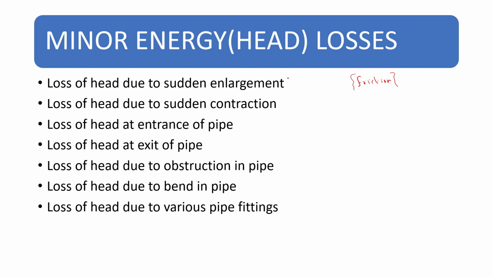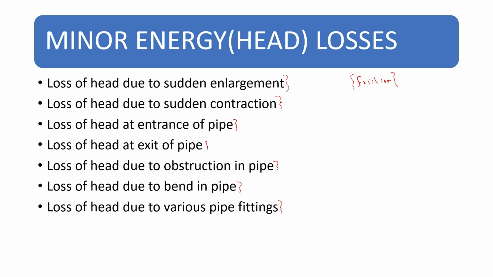That occurs mainly due to the sudden change in velocity of the fluid flow. So these losses are loss of head due to sudden enlargement, loss of head due to sudden contraction, loss of head at entrance of pipe, loss of head at exit of pipe, loss of head due to obstruction in pipe, loss of head due to bend in the pipe, loss of head due to various pipe fittings. So let us see each one in detail.